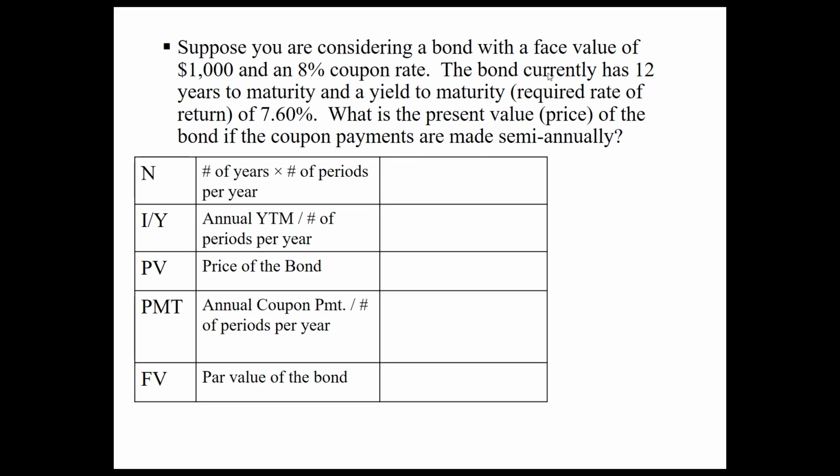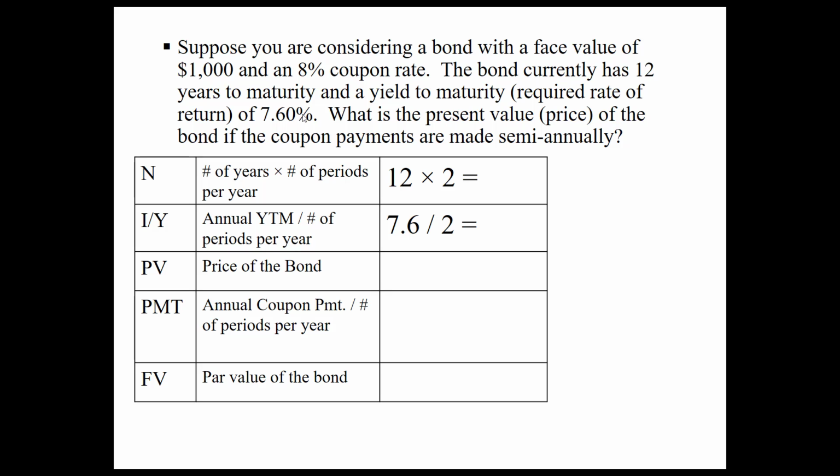We know that those coupon payments are made semi-annually. And so our N is going to be 12 times 2. Our IY, our interest rate or our yield, that's the annual yield to maturity of 7.6% divided by the number of time periods per year. So that's going to be 7.6 divided by 2. Price of the bond, that's what we're trying to determine, so eventually we'll hit compute or CPT.